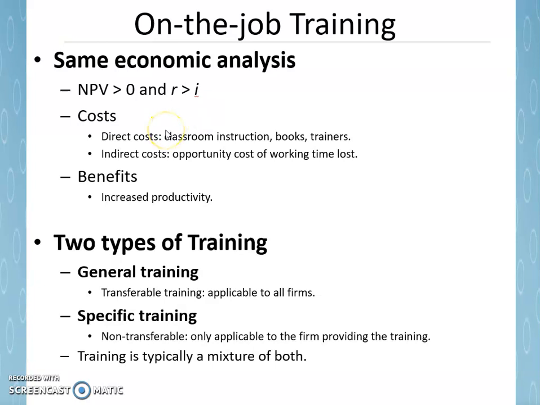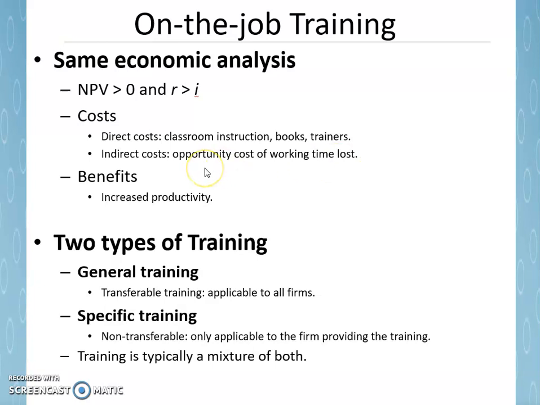The costs for on-the-job training can be direct and indirect. A direct cost would be classroom instruction, books, trainers. Many corporations, for example, have training departments that assemble a lot of training resources, almost like academic environments do. The indirect cost is the opportunity cost of working time lost. If a firm is going to put a worker through an on-the-job training program, they're going to have to divert that worker from doing their usual job.